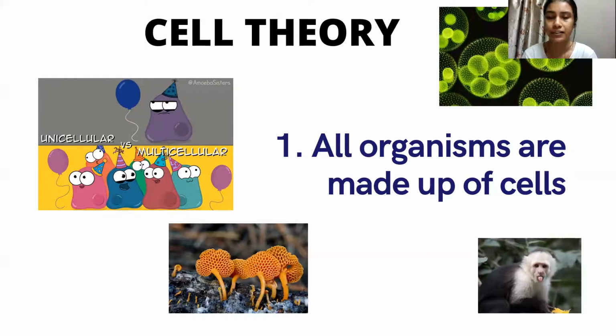The first statement: all organisms are made up of cells. When I say all organisms are made up of cells, what does it mean? It means that every organism that we can see on the earth, from a basic unicellular to a multicellular organism like a whale or a monkey or even us, is made up of cells. From a small volvox to a big plant to small mushrooms, every organism is made up of cells. Hence, it can be said that cells are the structural unit of life.